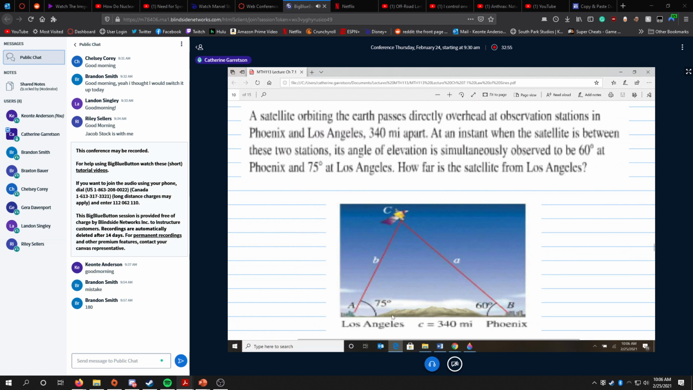So now this is their fixed distance, 340 miles apart. We've got our angles. So this is angle, side, angle. So that's law of sines. Now, we know this side.